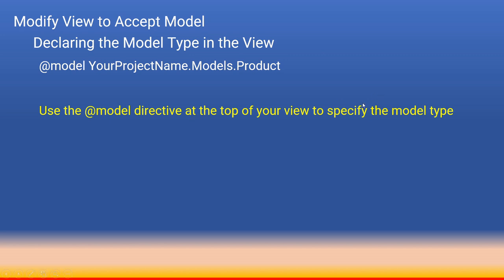This @model directive tells Razor that this view expects a model of type Product. This allows us to access the properties of the Product object in the view. Without this @model directive, Razor would not know what type of data to expect and you would not be able to access the properties of the model.